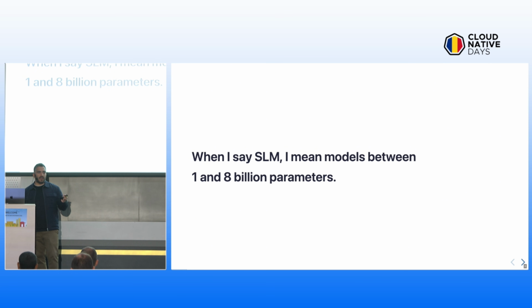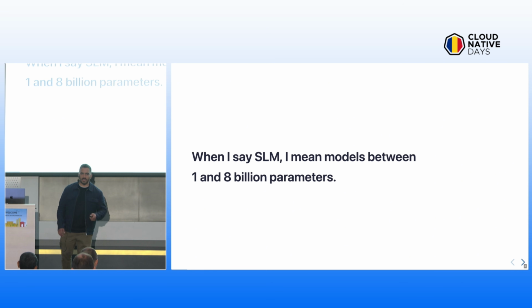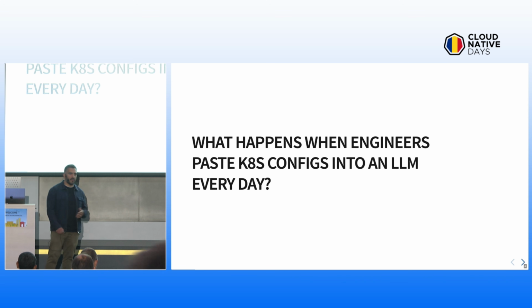When I say SLMs or small language models, I mean models between 1 and 8 or 10 billion parameters that you can run effectively on CPUs. We have many customers running this on CPUs as well.